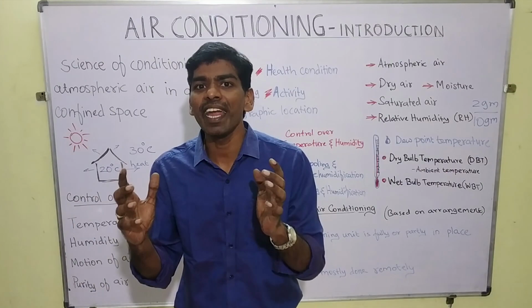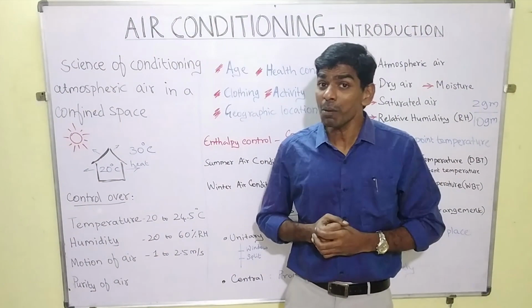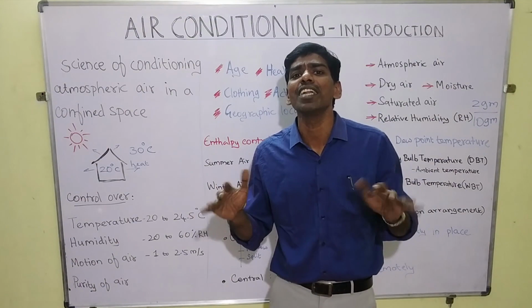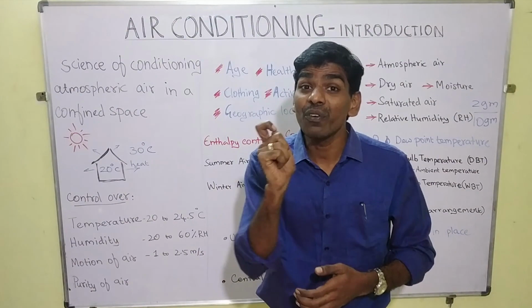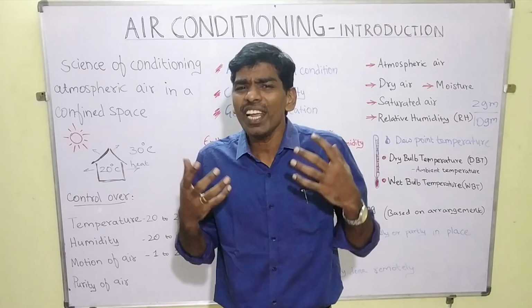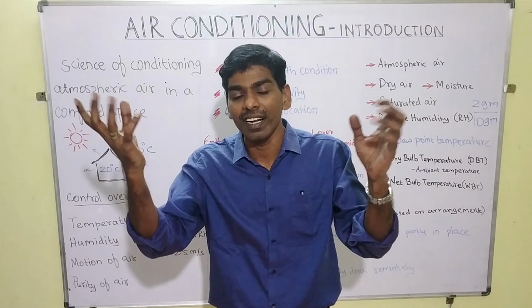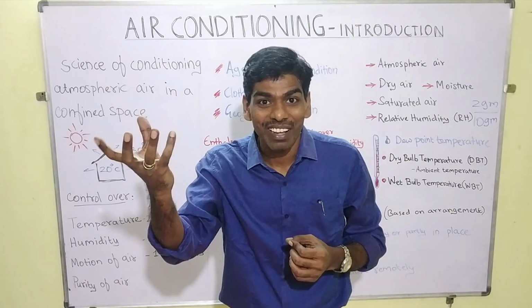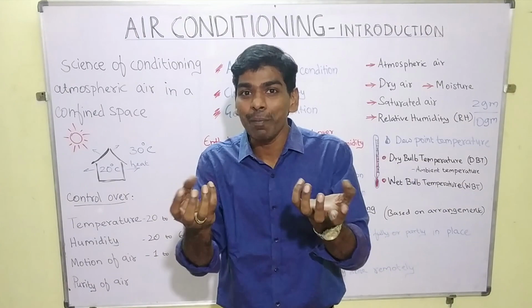Here we have certain temperature. When the temperature is around 20 to 24.5 degrees centigrade, most of us feel comfortable. Then about humidity. When the relative humidity is in the 20 to 60% range, it is a comfortable range. When it goes beyond that, it is a discomfort for people, because when we feel hot, we sweat, and if the sweat is not taken to the atmosphere, we feel uncomfortable. When the air is humid, it will not take the sweat or the water vapor into the atmosphere. Then we will be feeling somewhat uncomfortable.